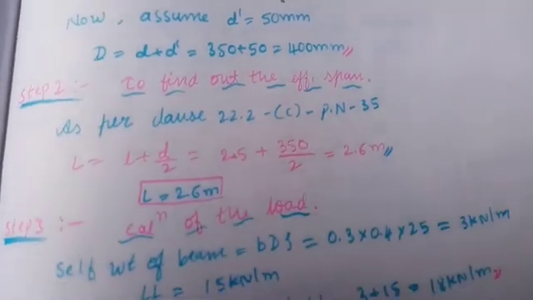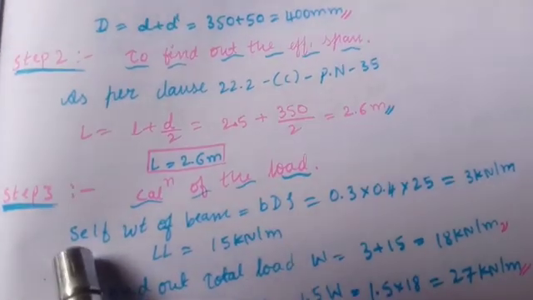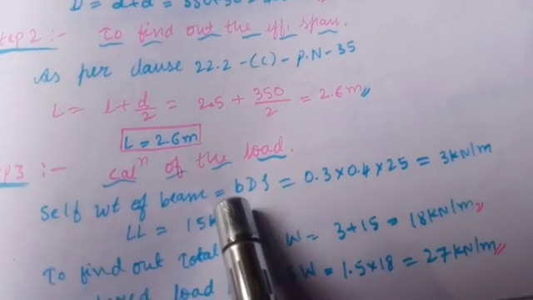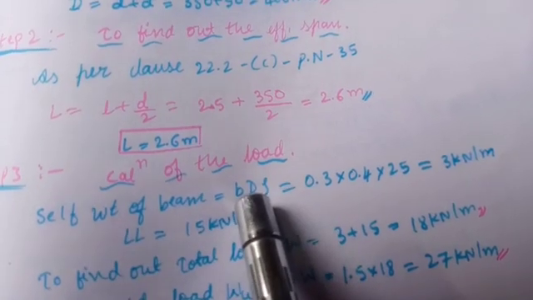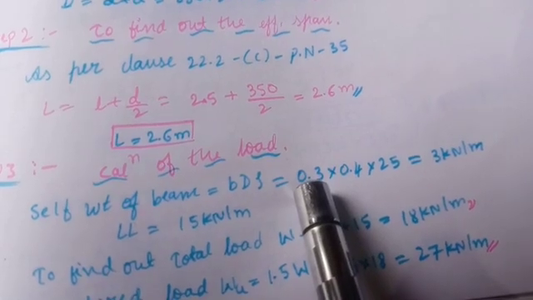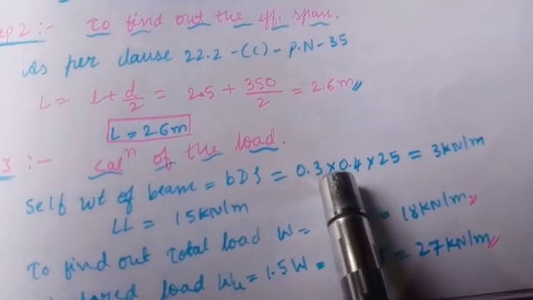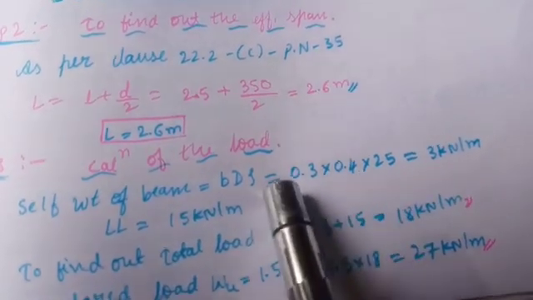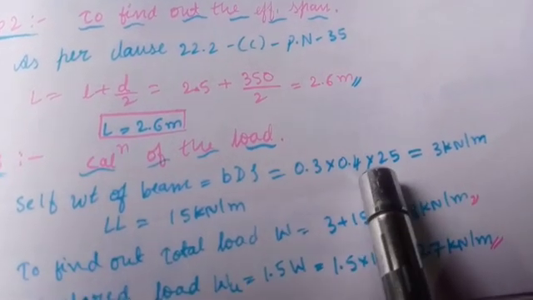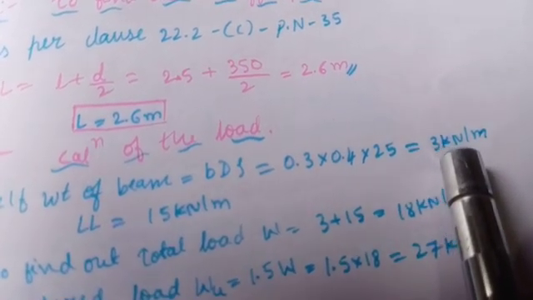Step 3 is calculation of the load. For that, we need to calculate the self weight of the beam. The formula for self weight of the beam is B into D into rho. D is our overall depth which we have calculated. B is given as 300 mm, that is 0.3 meter. So 0.3 into D, which is 0.4, into rho, the density of the RCC, that is 25. Substitute all the values and simplify this, we get the self weight of the beam as 3 kN per meter.